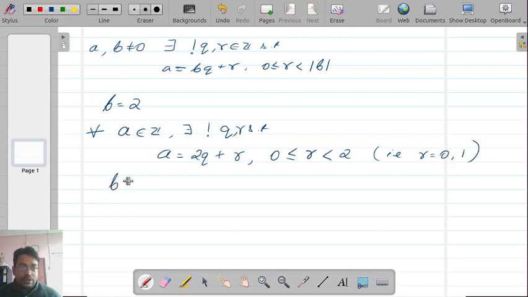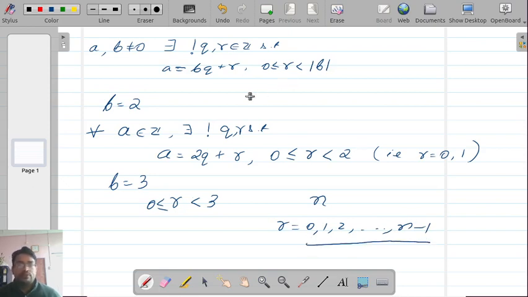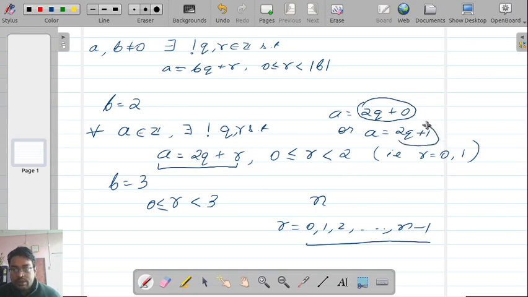So considering divisibility by 3, the values of r will lie between 0, 1 and 2. Like that, if we consider divisibility by a number n, the value of r lies between 0, 1, 2 up to n minus 1. These are the only possible remainders. So any integer a can be written as 2q plus 0, or 2q plus 1. These are the only two options, right? So this integer is an even integer, and this integer is an odd integer.